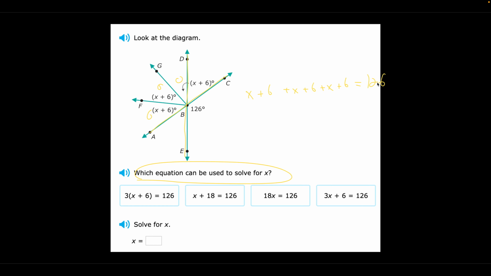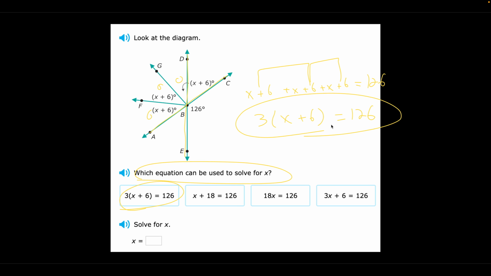Now you'll notice that none of these equations look like that, but notice that there are three of these, right? Three x plus 6's. So another way to write this would be 3 times (x plus 6) has to equal 126. And so here is our equation right here. Then it says solve for x.